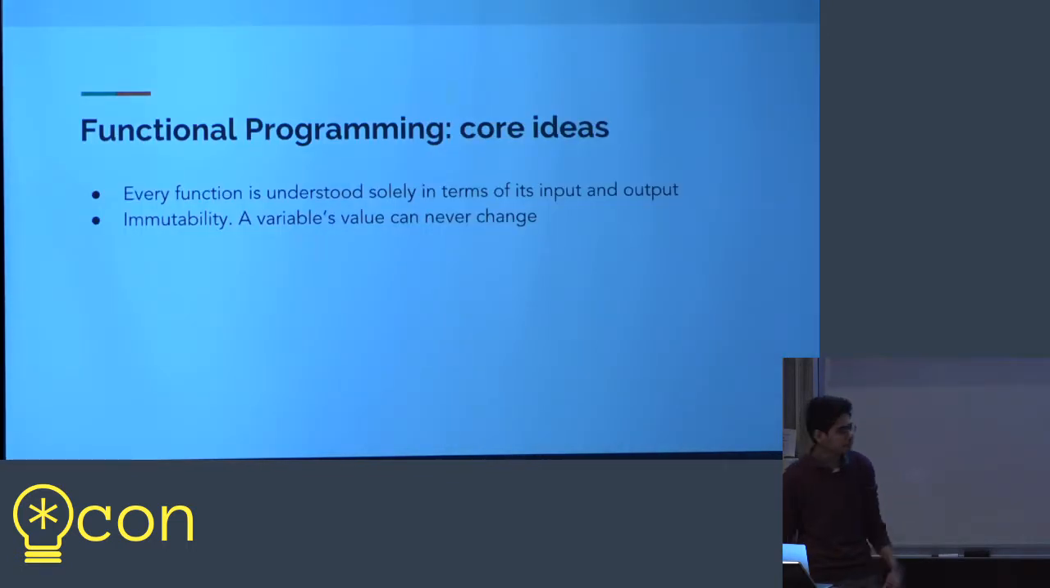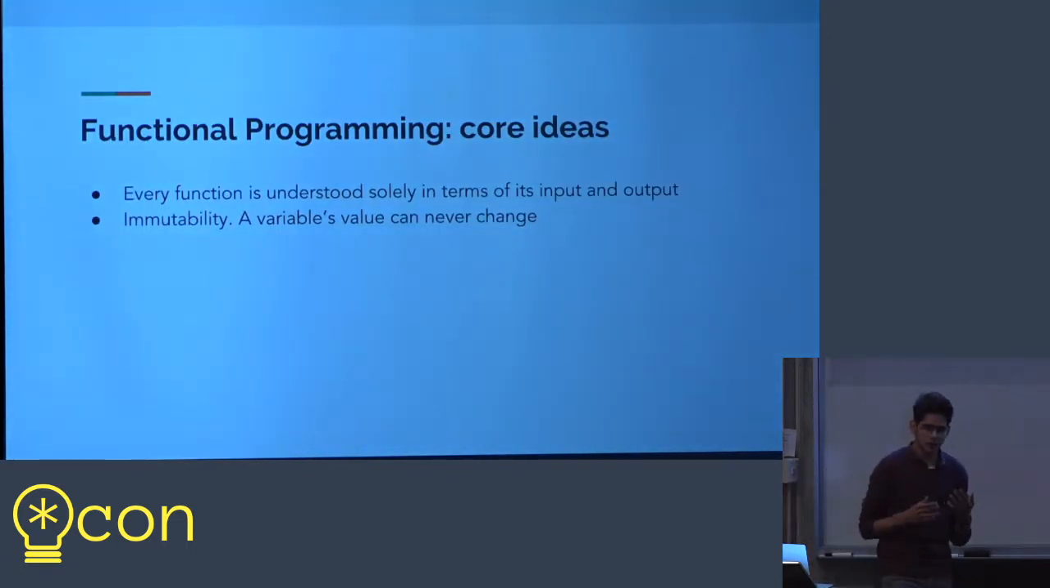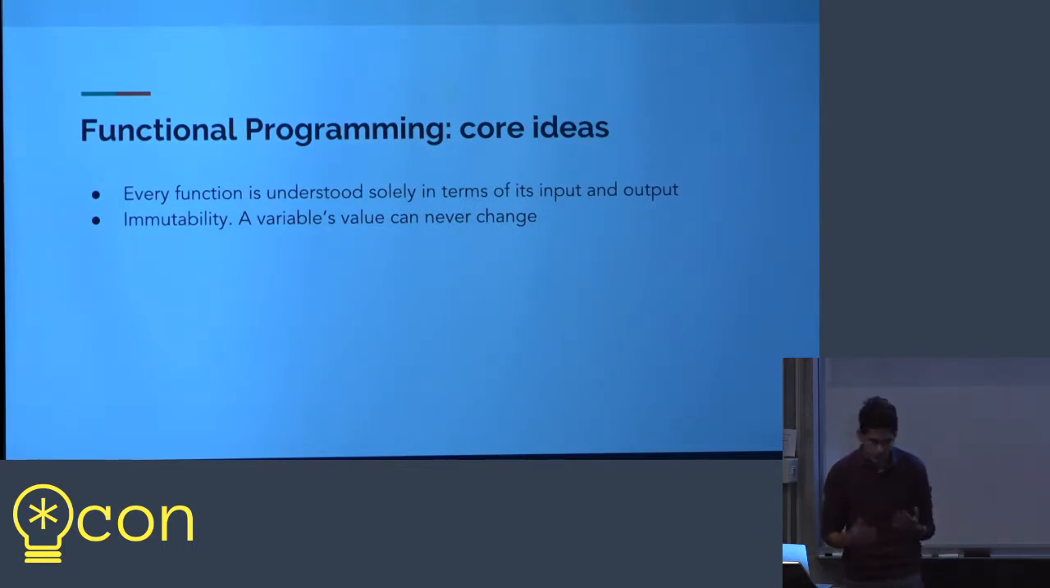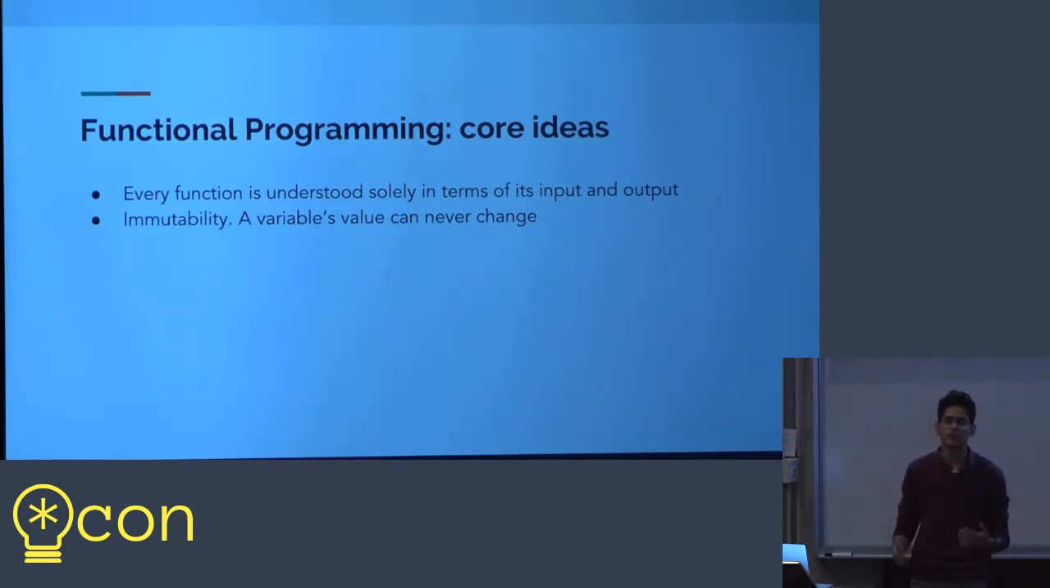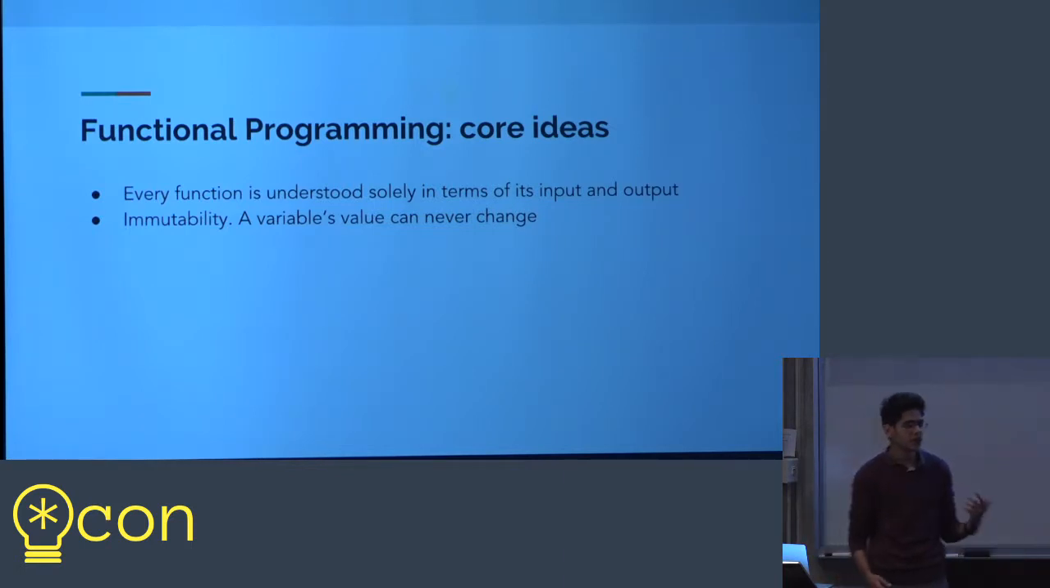So functional programming is based on, let's say, these two core ideas: that every function is understood solely in terms of its input and output. The only thing that a function should care about is what it's taking in and the value that it spits out. And the other major concept is immutability, in which essentially there is no such thing as a variable. Everything is a constant. A variable's value never changes. This helps eliminate a whole class of bugs.